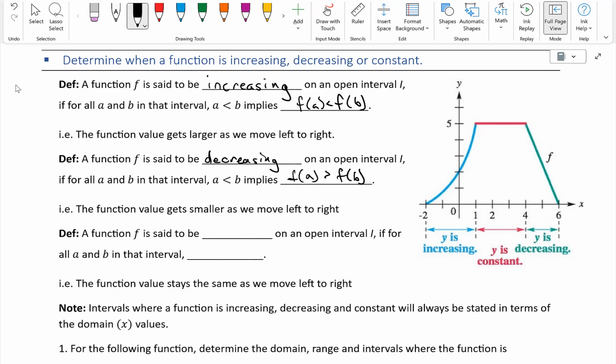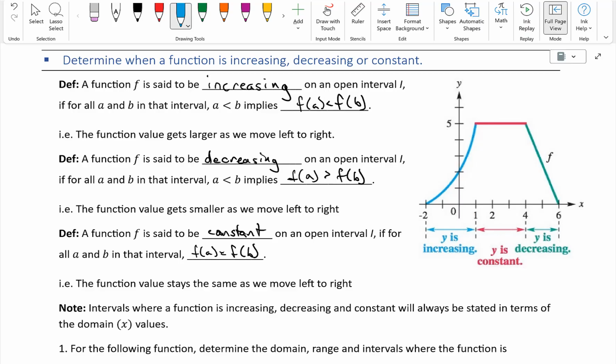And for the last one, a function f is said to be constant on an open interval I if for all a and b in that interval, f of a is equal to f of b, i.e. the function's value stays the same as we move left to right. So we can see them in the blue, pink, and green off on the side there.